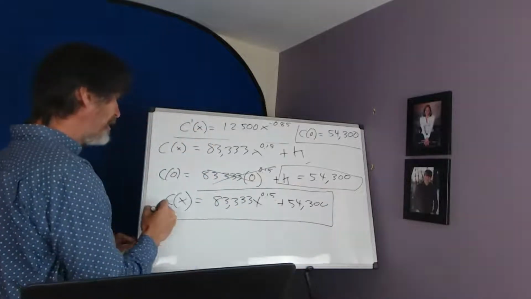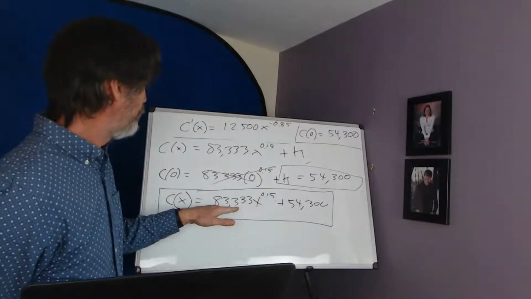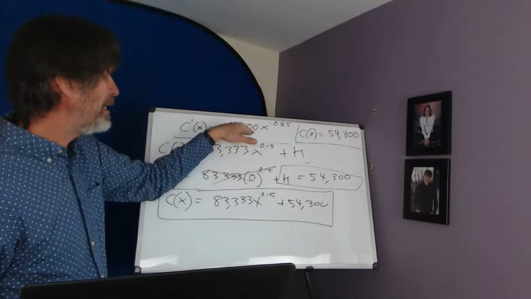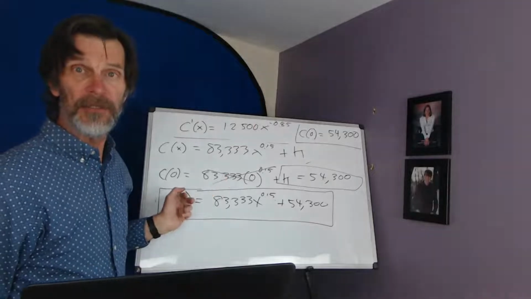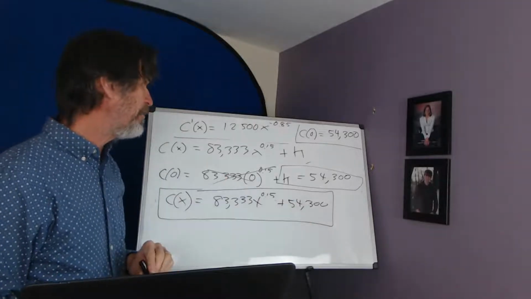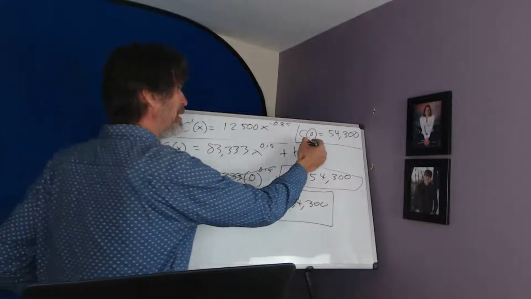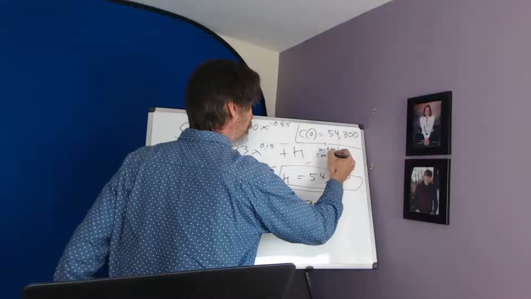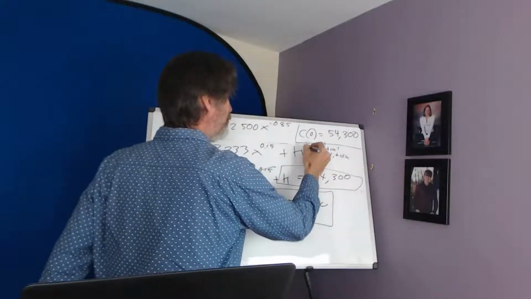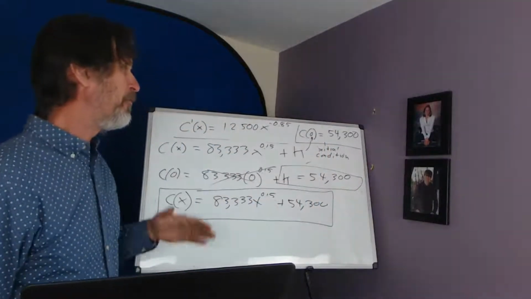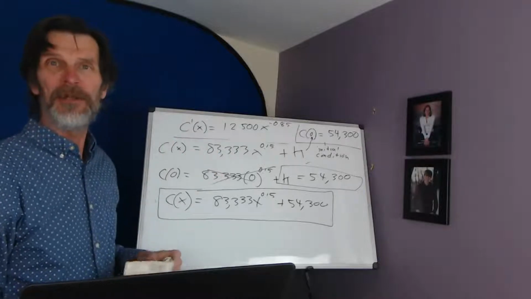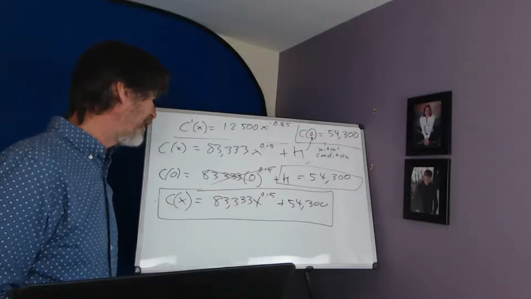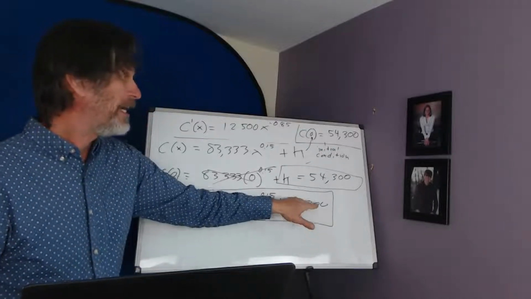Get this, the two things that I need it to do. Remember, the derivative of the cost function was marginal cost. If I take the derivative of this, I get that. And also, when I plug in x equals 0, I'm back to the 54,300. So this is what's known as an initial condition. Initial because that's what happens at the very beginning, before anything else has happened, when the variable is equal to 0.